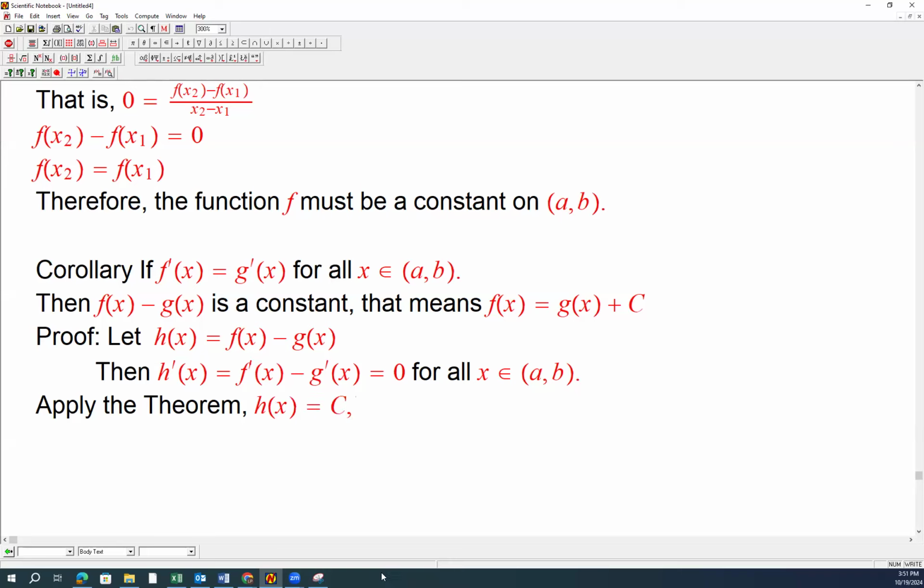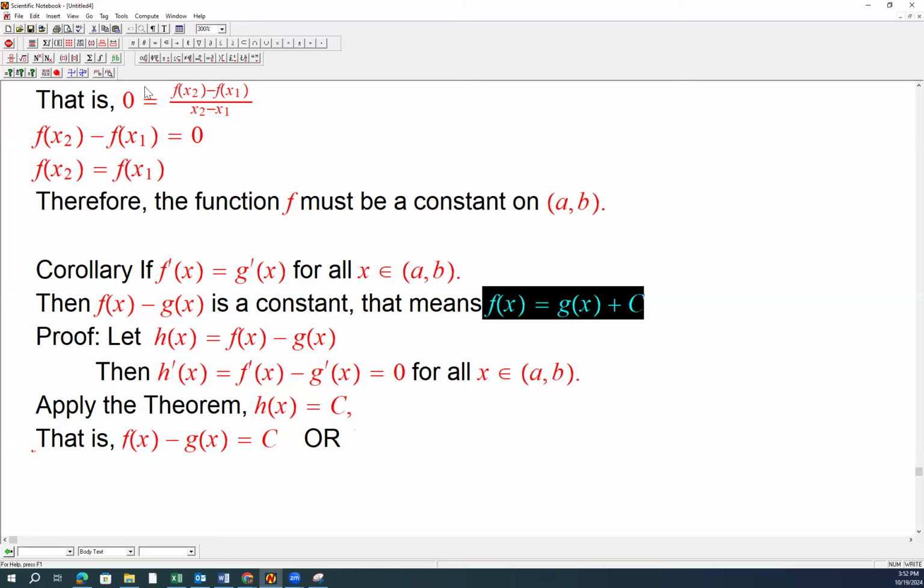If h of x is a constant, that means f of x minus g of x is a constant. The theorem is proved. We have just done that. If we can prove the difference is a constant, then the two functions differ by a constant. So this is the end of the second important theorem, even though it's called a corollary because it is related to the theorem we just proved.